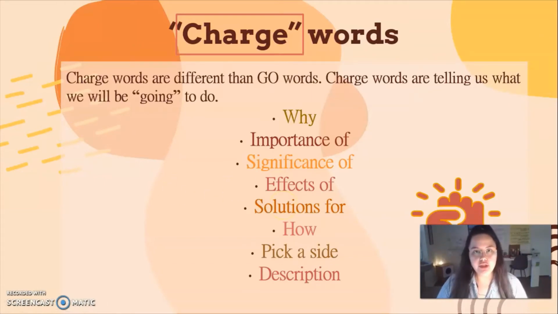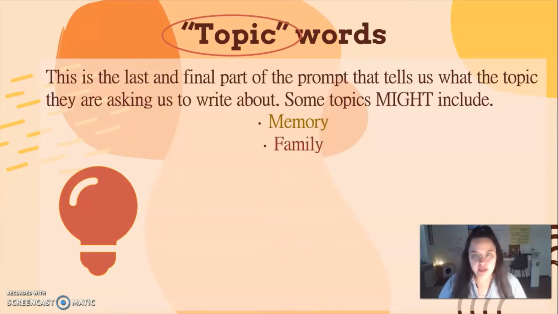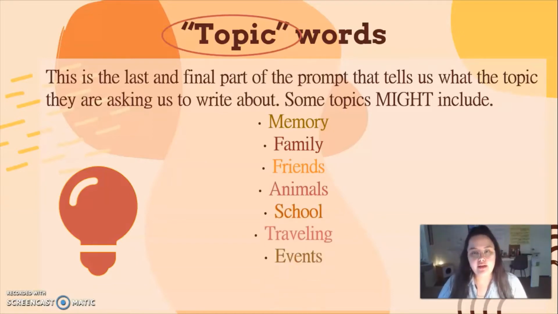So moving onwards to topic words. Now this is the last and final part of the prompt that tells us what the topic they're asking us to write about. So the topic is always going to be different in every single prompt, which we've explained before. So some topics might include a memory, talking about family, talk about some friends, animals, school, traveling, events, food, and technology.